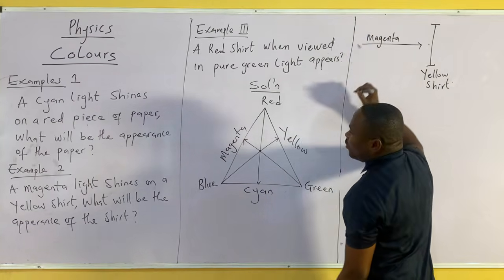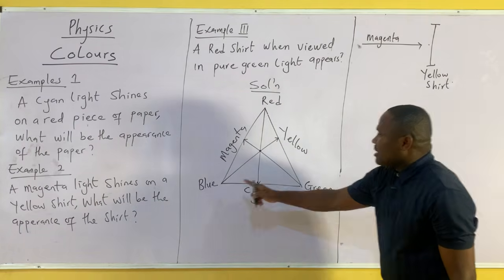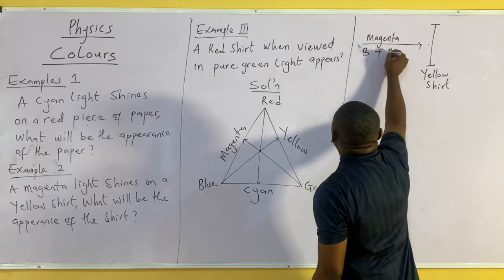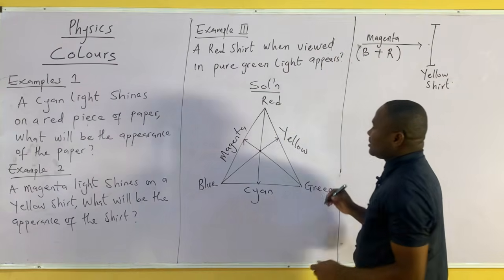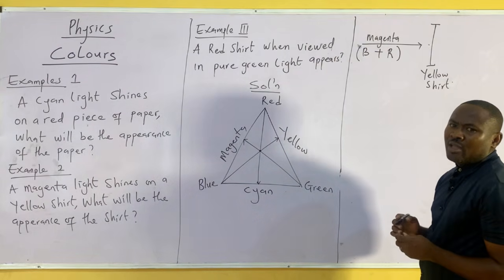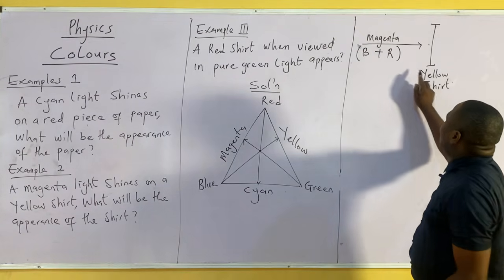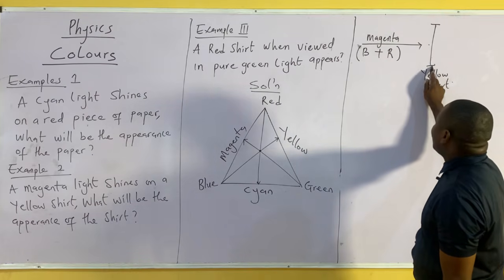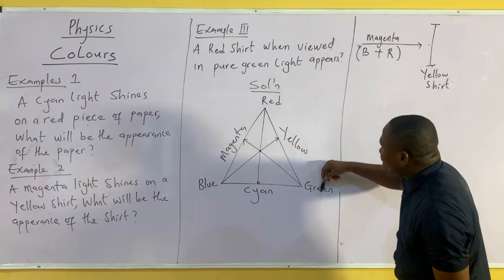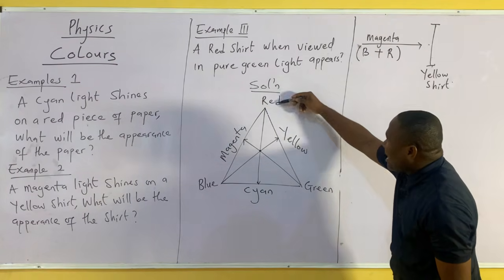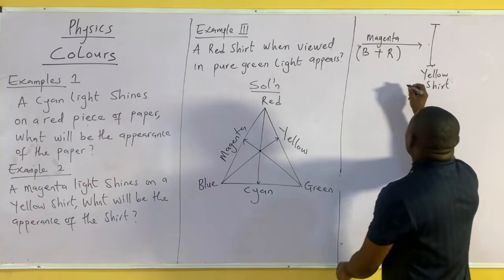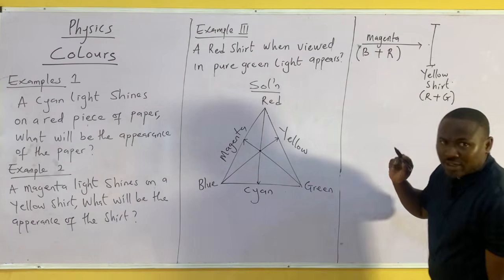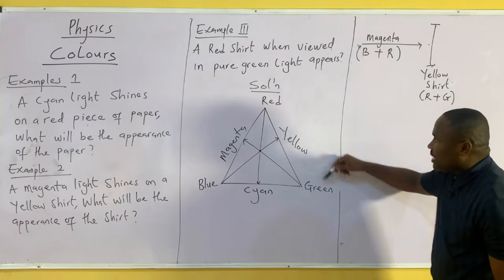Now the question is, what are the colors in a magenta light? It is blue and red. So I have blue plus red. That's what a magenta has. Now if it's blue and red, will red pass through yellow? What is yellow? Yellow is a combination of red and green. That's yellow. Look at it again. Yellow is a combination of red and green.